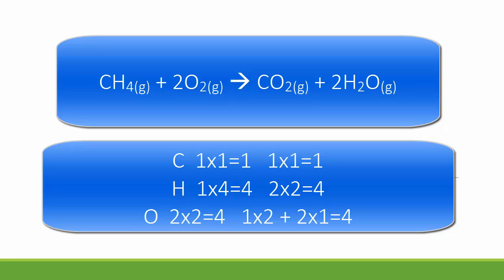Do they match? Carbon, I have 1 and 1. Carbon checks. Hydrogen, 4 and 4. Hydrogen checks. Oxygen, 4 and 4. Oxygen checks. I have a balanced equation. Why? Because every atom I start with is still there at the end. There's nothing more, there's nothing less. It's just rearranged to form different structures.